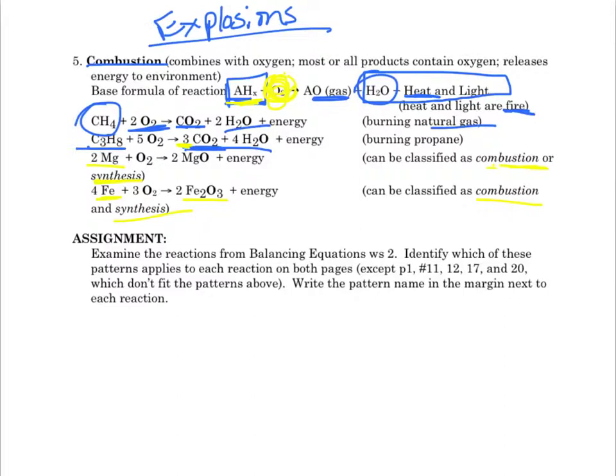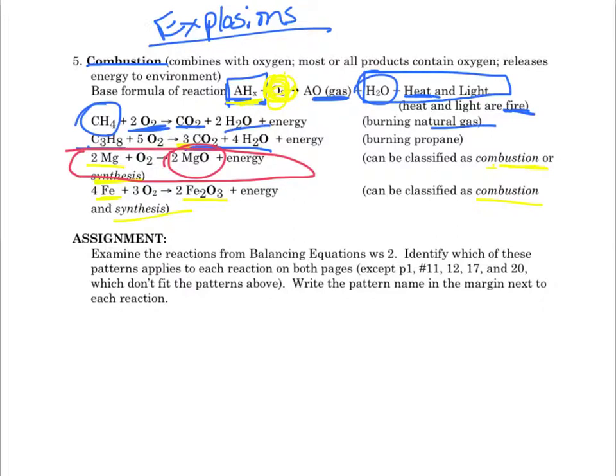This one here, we did in class. This was the one where we had the little ceramic dish, and it was glowing. You saw that glowing happening. That's what was happening when we were making the magnesium oxide. So we were doing a combustion reaction.